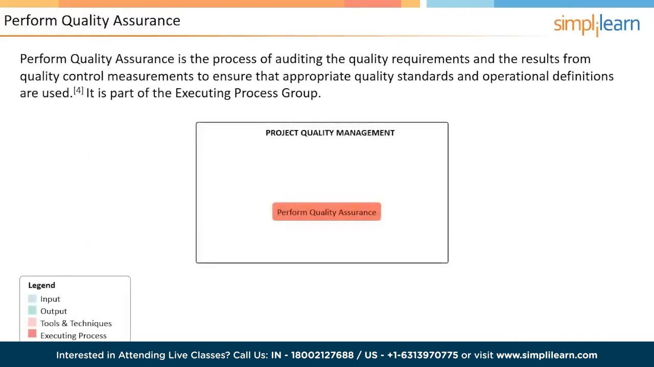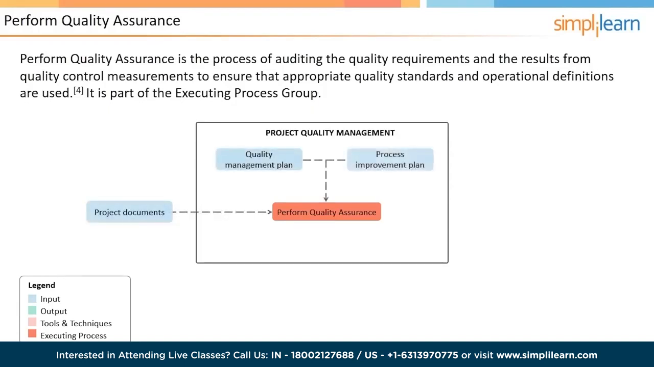Once the quality planning is over, the next process in project quality management is quality assurance, which involves determining whether the standards are being met and the processes are being followed. Therefore, the input for this process is the work that has been completed during the quality planning stage. They are project documents, quality management plan, process improvement plan, quality metrics, and quality control measurements. Let us look at the tools and techniques used in this process.